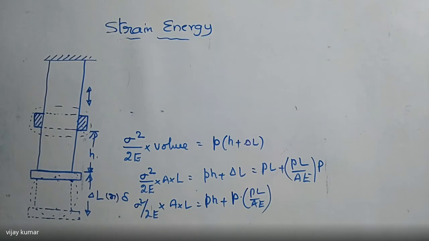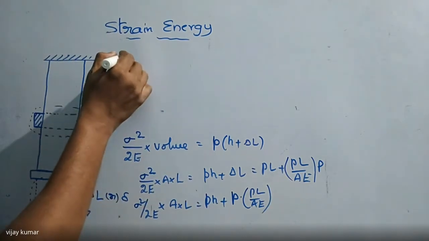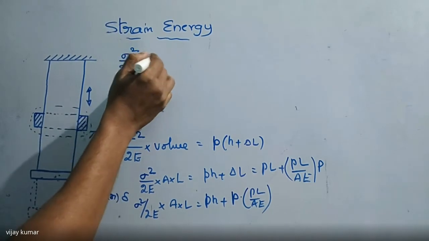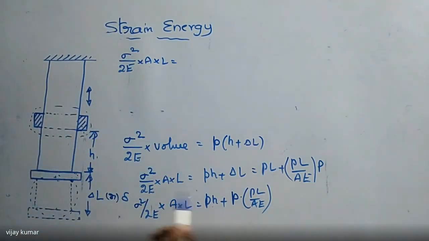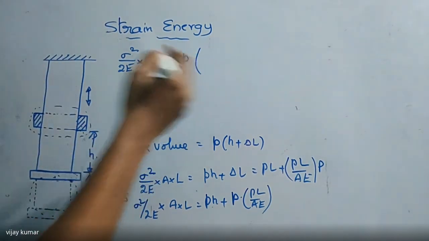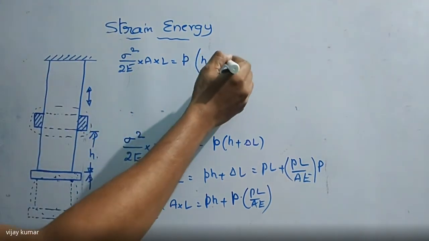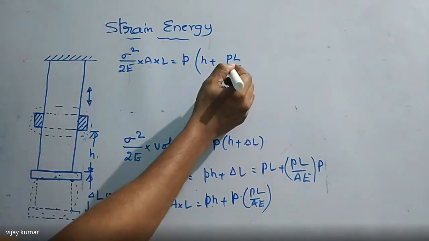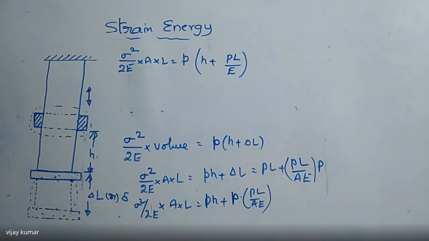So here I am writing sigma square divided by 2E into volume. Volume is nothing but area into length, is equal to, between these two, what is the common term here? P is the common term, so I'm going to take P common. Then I'm writing here H plus P into L divided by E. Do I have your attention? Right?